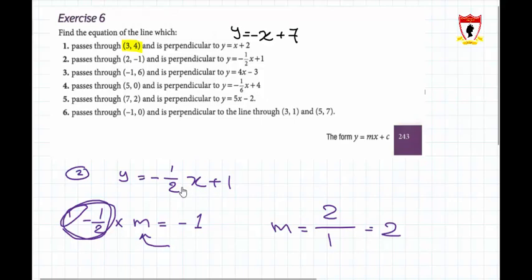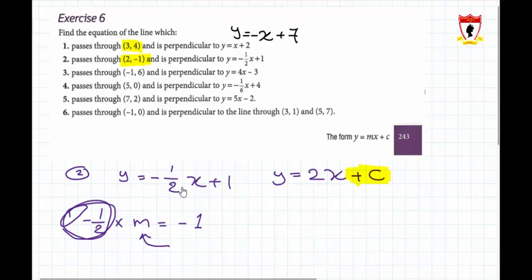We got the gradient. We can write the equation of the line which is perpendicular to this one: y equals 2x plus c. C is not known. Then the question gave us a point to help us find c. We substitute the point in this equation, 2 in place of x, negative 1 in place of y. Then we will see negative 1 equals 2 times 2 plus c. Negative 1 equals 2 times 2, which is 4, plus c.